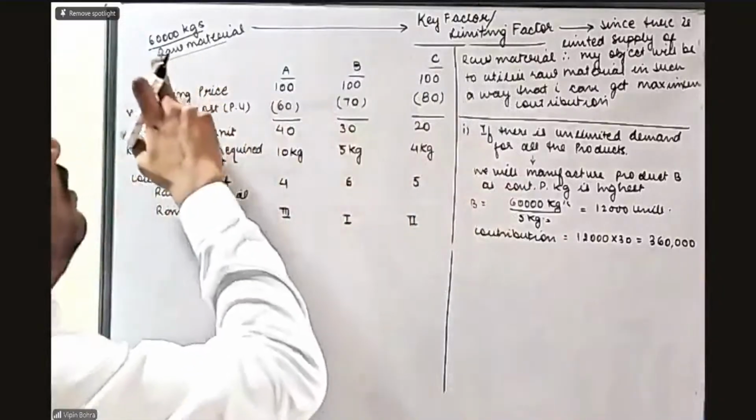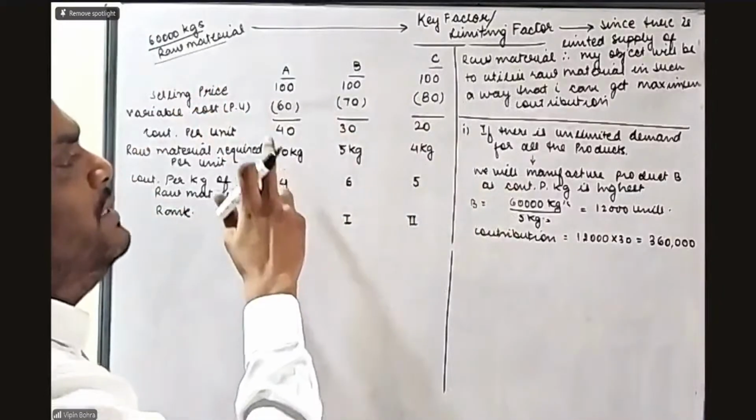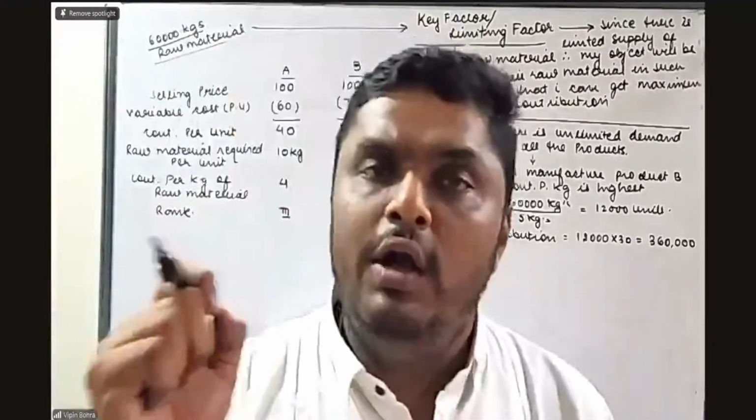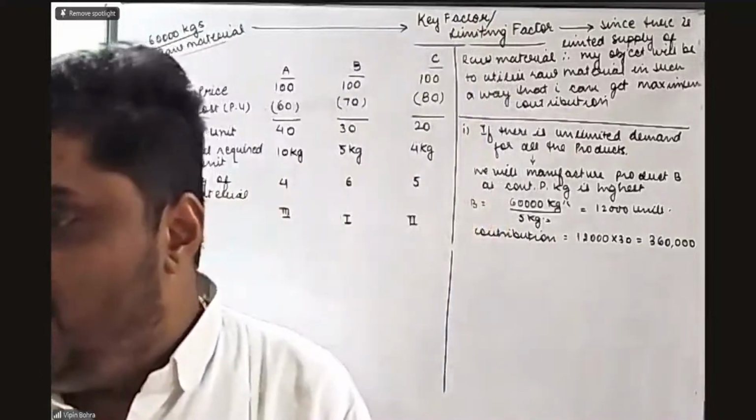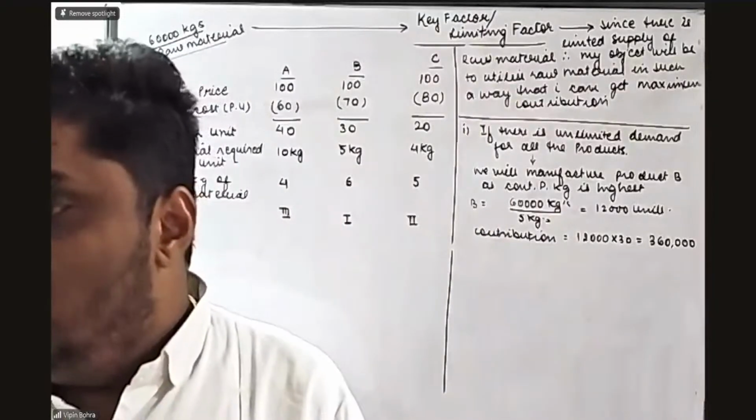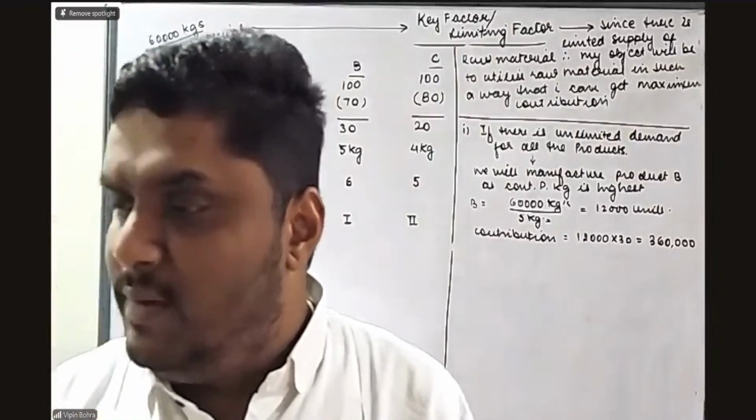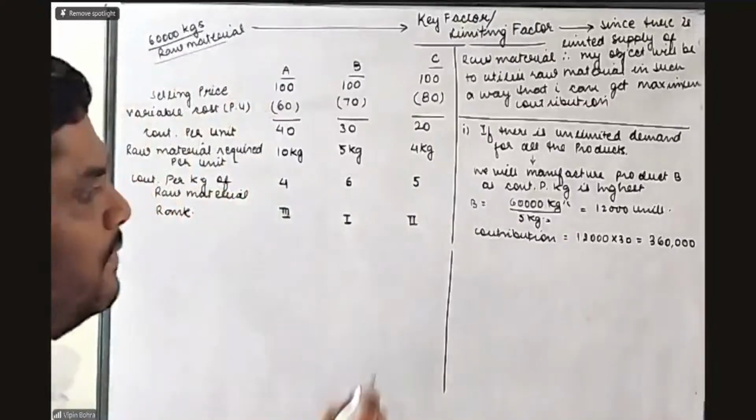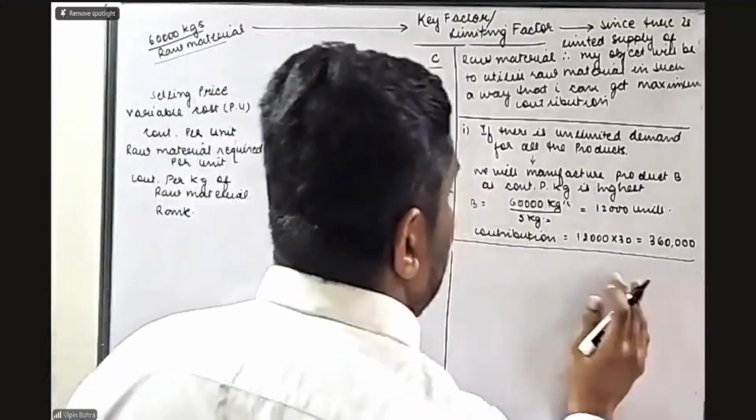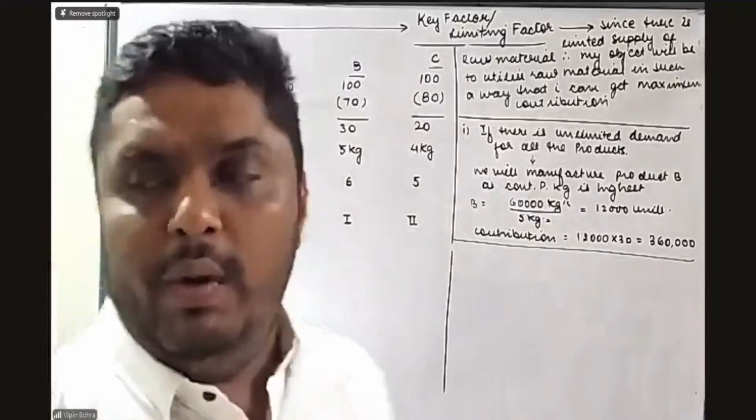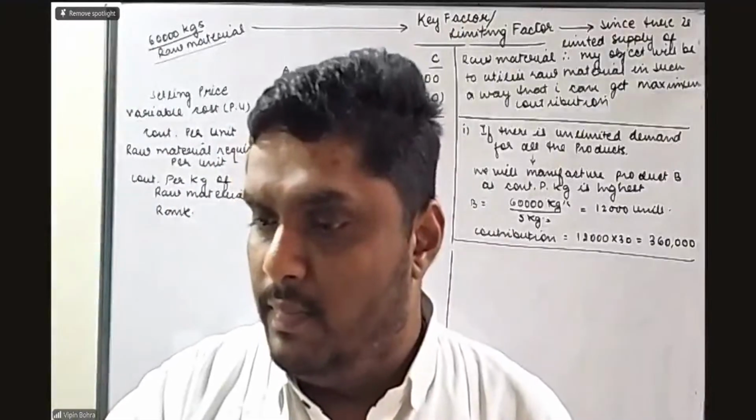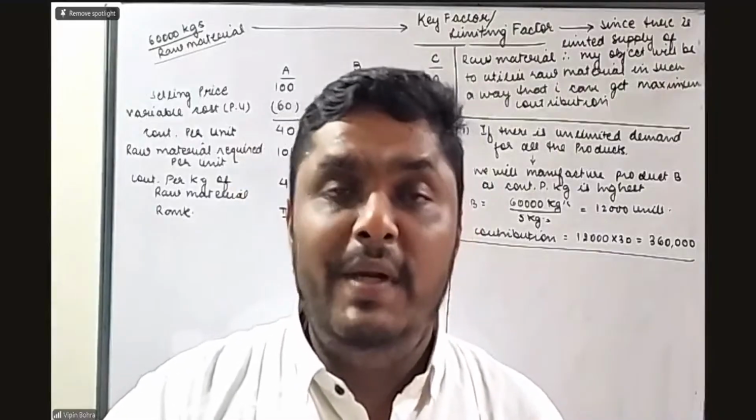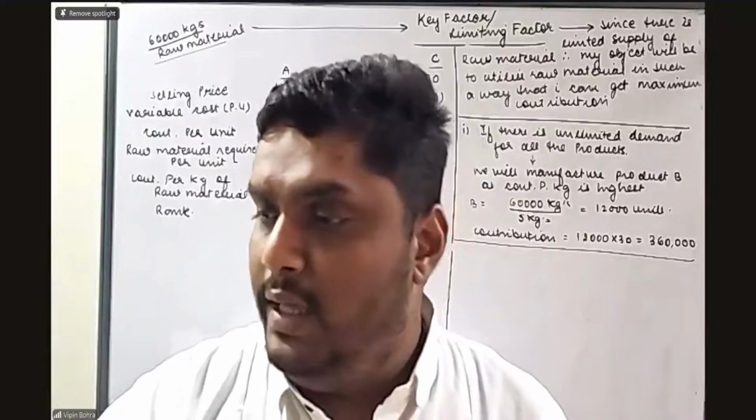You can check also: 60,000 divided by 10, 6,000 units into 40, this will be 2,40,000. You can also calculate for C. The contribution will be highest only in case of B, not in case of A. You can check for cross verification whether my opinion is correct or incorrect. Anyone with any doubts or queries? We are discussing this part, key factor, limiting factor. Most times the examiner asks questions on this part only.